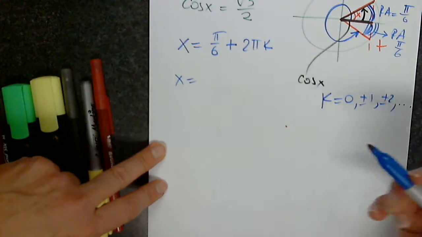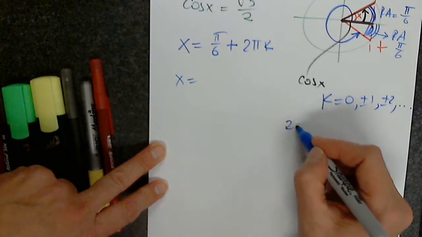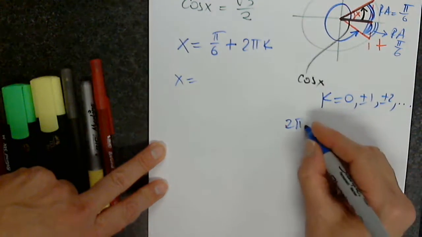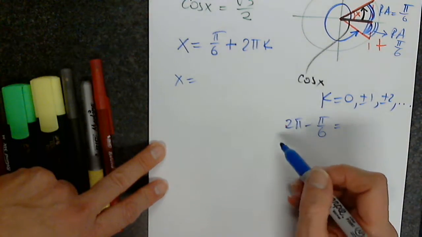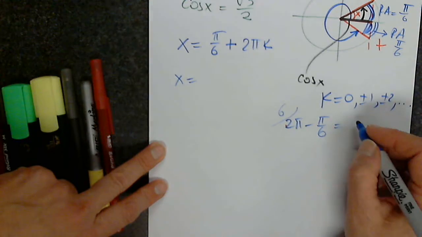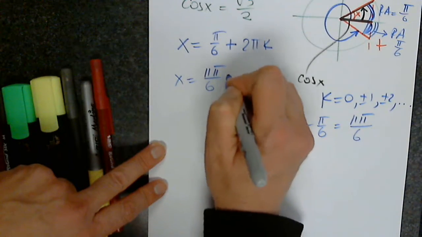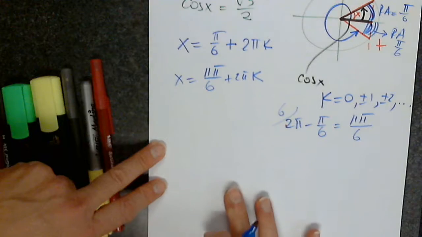What is the other option? From 2 pi, I come back pi over 6. You just calculate it on the side: 2 pi minus pi over 6. I need to multiply this by 6. 12 minus 1 is 11 pi over 6. So the other answer is 11 pi over 6 plus 2 pi k.